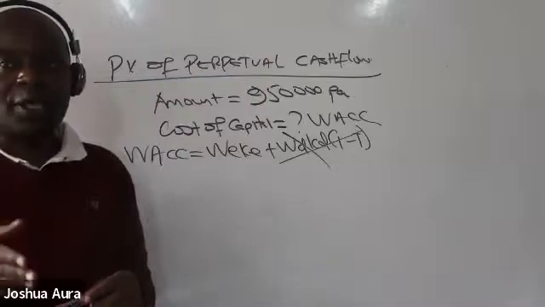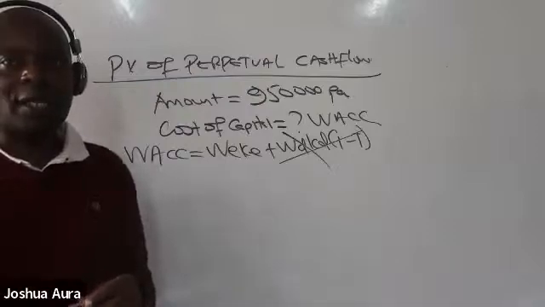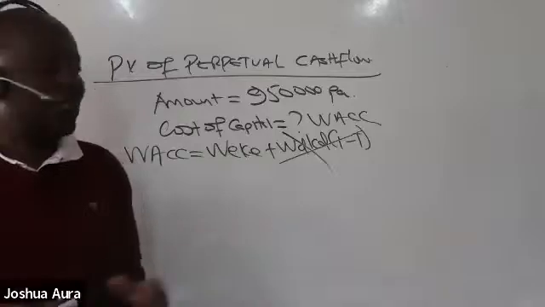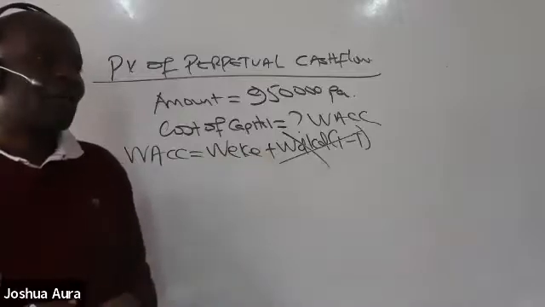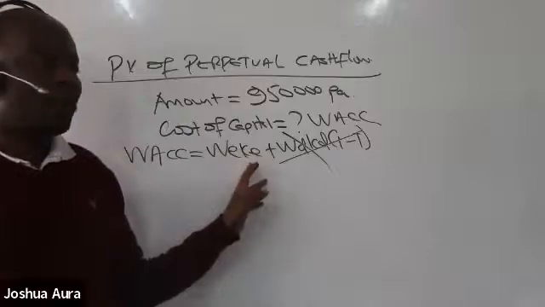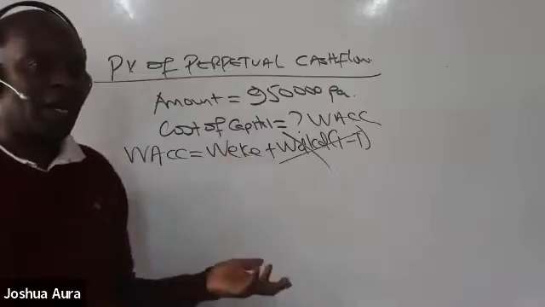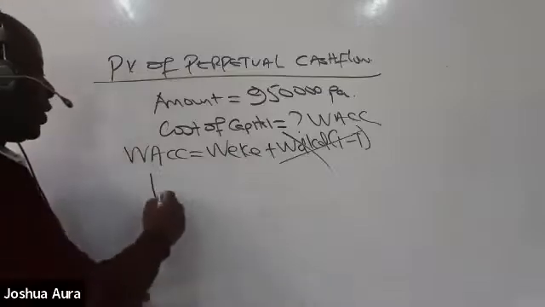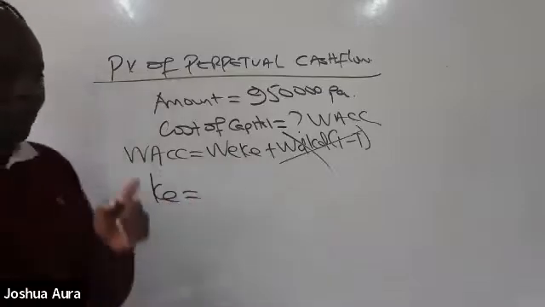Because Maji Mazuri is an all equity financed company, it doesn't have debt. So the only thing that I will calculate here is the cost of equity, because the weight of equity now is 100%, that is 1. So I only need the cost of equity. Do we know the formula of cost of equity?